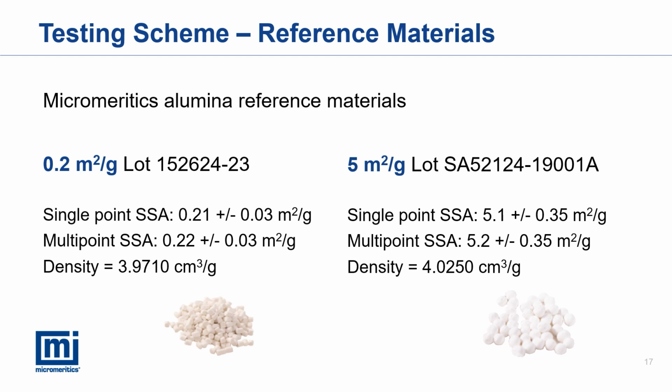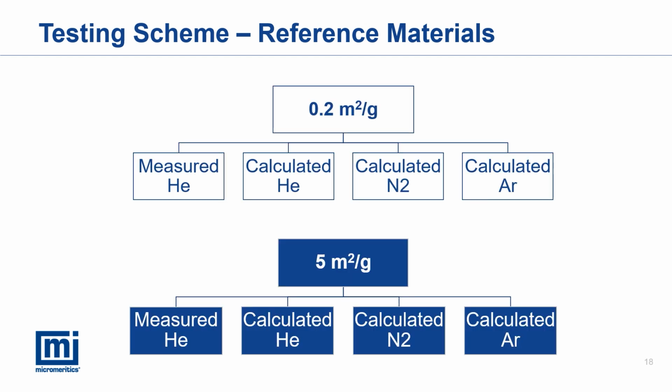The 0.2 square meters per gram alumina reference material was degassed at 400 degrees Celsius for 1 hour, and the 5 square meters per gram was degassed at 350 degrees Celsius for 1 hour. Skeletal density values for each were obtained by helium pycnometry on the Micromeritics AccuPyc. The alumina reference materials were analyzed with free space measured as well as free space calculated with helium, nitrogen, and argon.